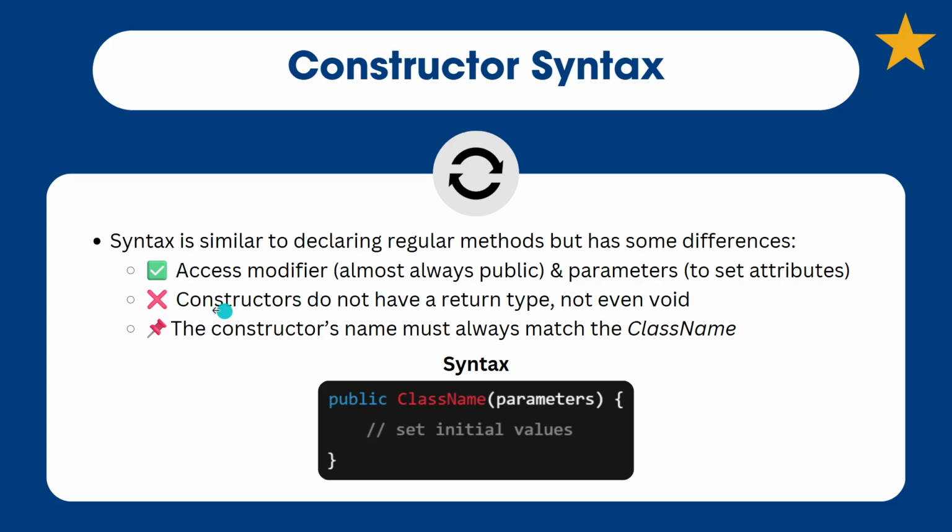Some things that are different is that constructors don't have a return type, not even void. Because they're special, right? We don't actually have to indicate the return type. Java already knows that, hey, the only job of the constructor is to build new objects. We shouldn't be worrying about return values or anything like that. So the constructor's name must always match the class name. So notice it's capitalized. Method names are not capitalized, right? They follow the camel case.